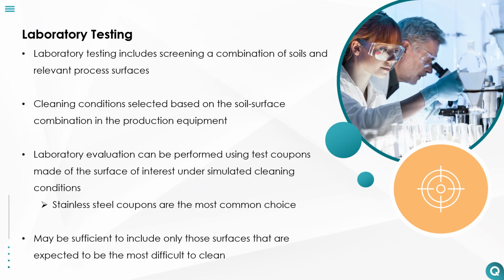Laboratory testing often includes screening a combination of soils and the relevant process surfaces. Cleaning conditions can be selected based on the soil-surface combination encountered in the production equipment. Laboratory evaluations of the interaction between product and surfaces can be performed using test coupons made of the surface of interest under simulated cleaning conditions. Stainless steel coupons are the most common choice. It may be sufficient to include only those surfaces that are expected to be the most difficult to clean.